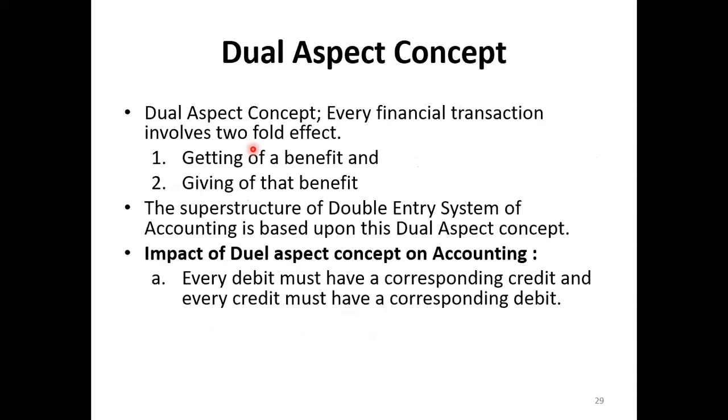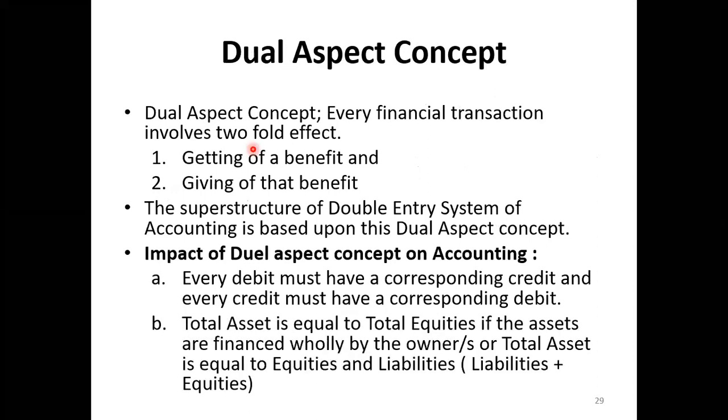Dual aspect means the double entry system. Dual aspect concept. Every financial transaction involves a twofold effect. So getting of a benefit and giving of a benefit. Debit, credit. Every transaction has a debit and credit. So the superstructure of the double entry system of accounting is based upon this dual aspect concept. Impact of the dual aspect concept on accounting. Every debit must have a corresponding credit, and every credit must have a corresponding debit. So total assets equal total equities if assets are financed fully by the owner, or total assets equal equities and liabilities.